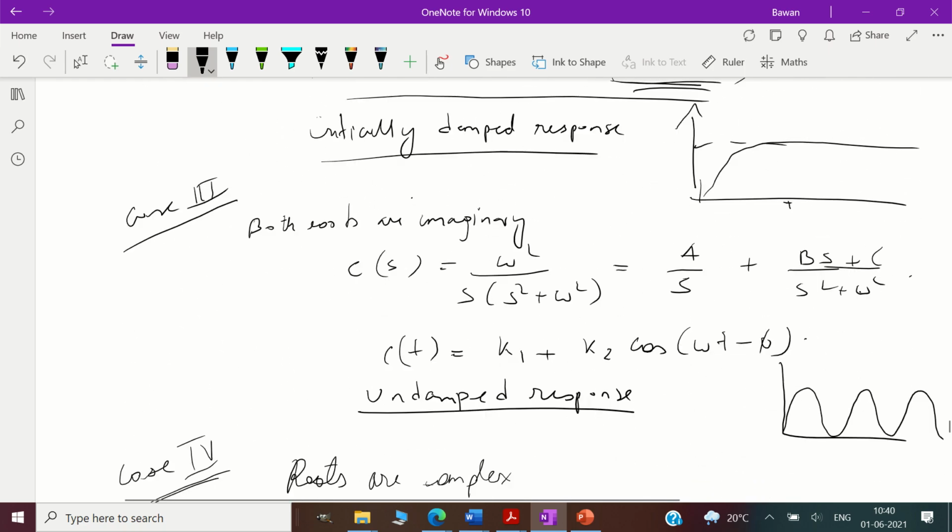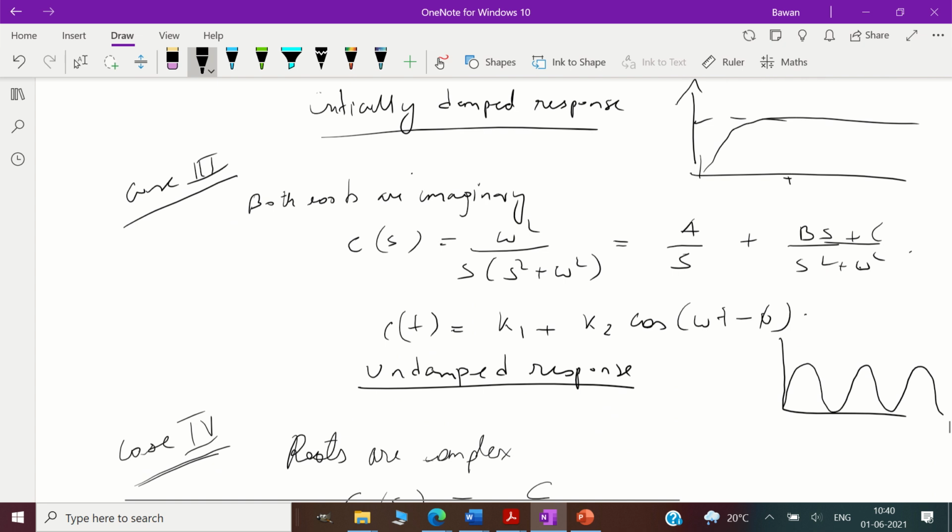Then the third case is when both the roots are imaginary. When both roots are imaginary, you will have C(s) equal to omega squared divided by s squared plus omega squared. This can be equated again using partial fractions, a by s plus bs plus c over s squared plus omega squared. Since these roots are both imaginary, your inverse Laplace transform will give you k1 plus k2 cos omega t minus phi, which will give you an undamped response. That means you will get oscillations here.